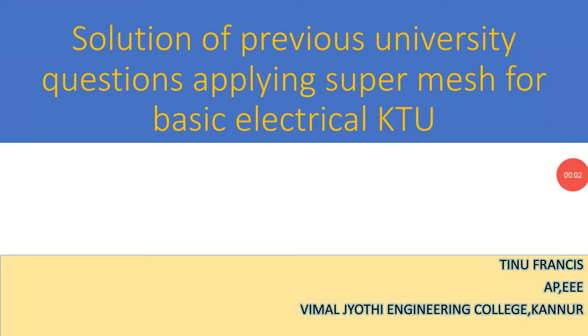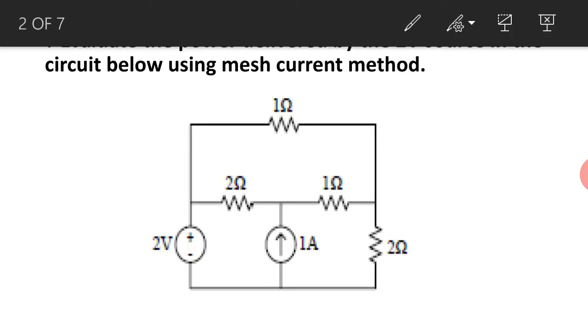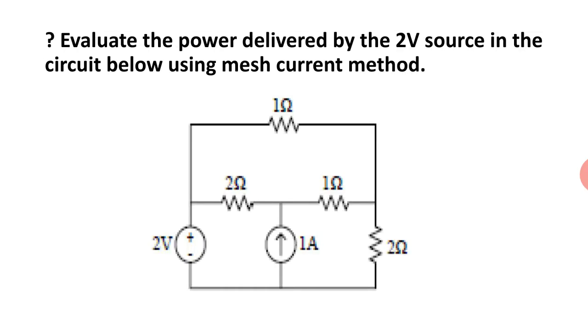In this video, I am discussing the solution of a previous university question under Basic Electrical under K2 University, where I am discussing mesh analysis in which the super mesh concept has to be used. The question is to evaluate the power delivered by the 2-volt source in the circuit below using the mesh current method. We can see the 2-volt source is here.